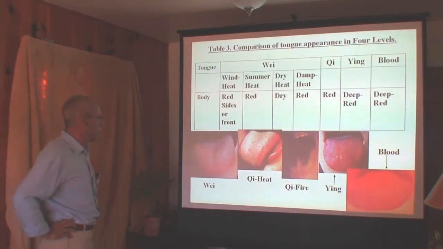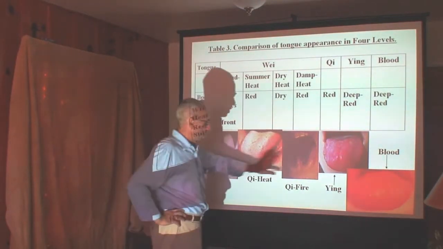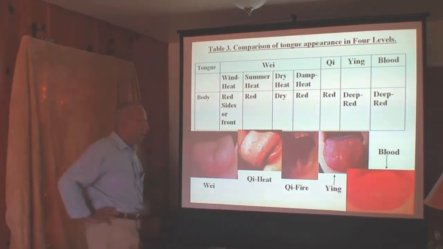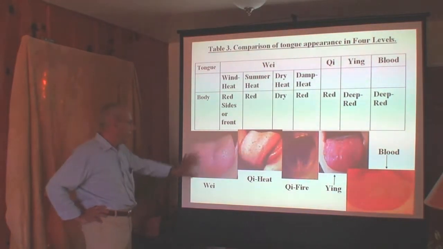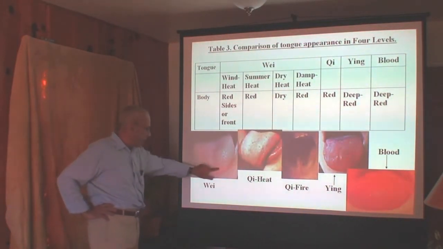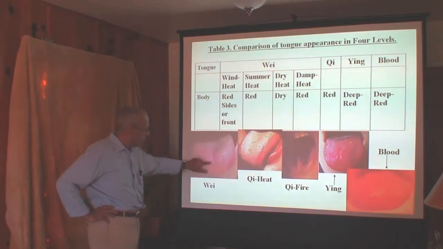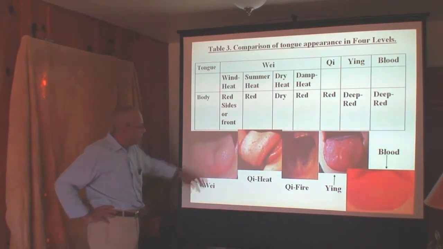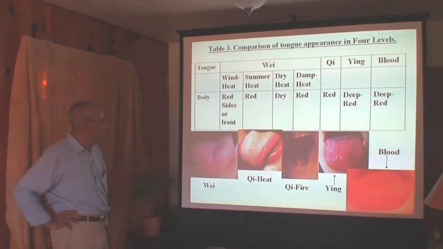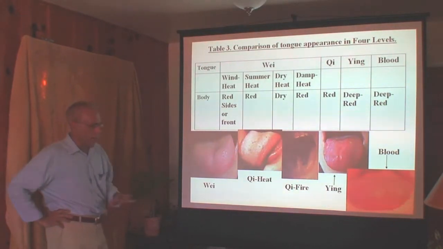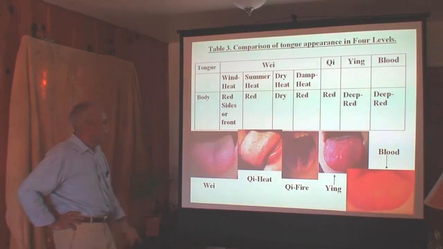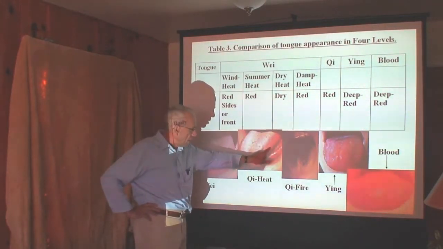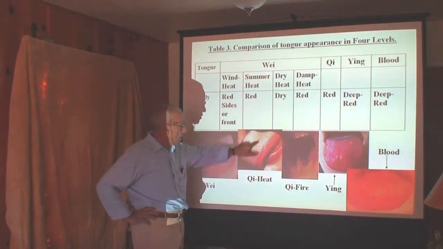These are examples of tongues at the 4 levels, and as you can see, the distinction is very easy. At the wei level, it's very mildly red. Children might have red points, and there is a relatively thin coating. It doesn't matter whether it's white or yellow. At the qi level, the tongue is redder, with a thicker coating.